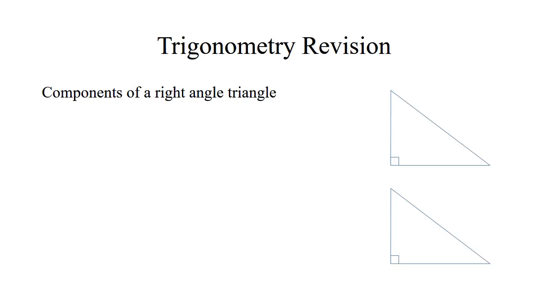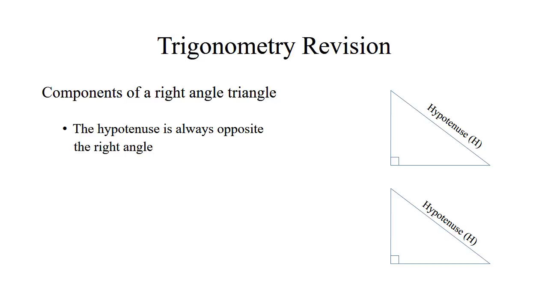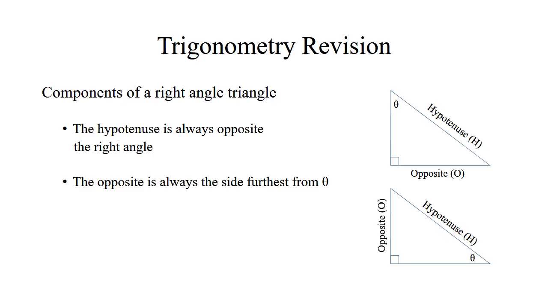Specifically we need to know about the components of a right-angled triangle. For right-angled triangles, of course, only one of the angles within the triangle will be a right angle. Opposite your right angle will be the hypotenuse. It's one of the important rules to remember. So the remaining two sides rely on where your theta angle is. The side that's furthest away from theta is the opposite, and the remaining side is the adjacent, which ironically runs adjacent to your theta.